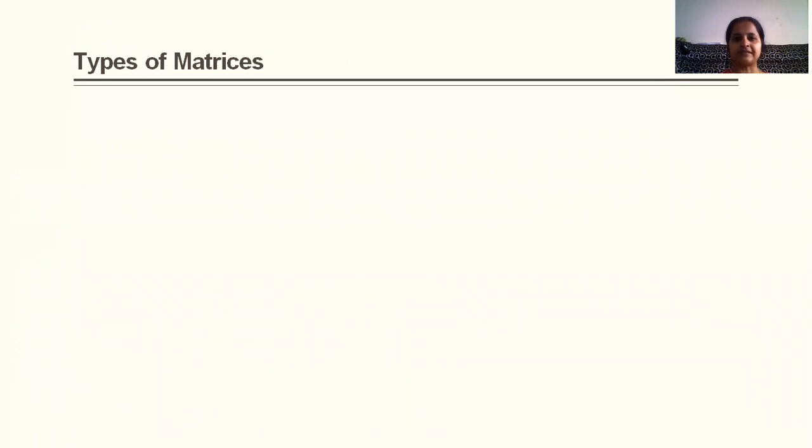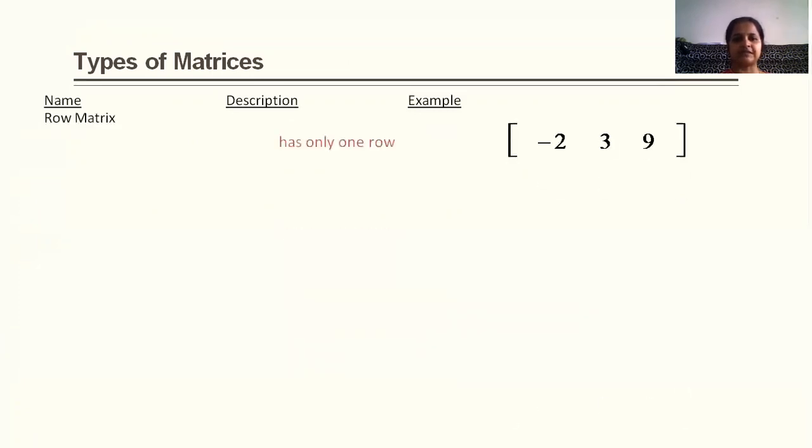So types of matrices, I will give the example of each of the matrices. So first one is the row matrix. It has only one row. You can see, if the matrix has only one row, then we call it a row matrix. Next one is column matrix. It has only one column. So you can see here, there's only one column, an example of the column matrix.